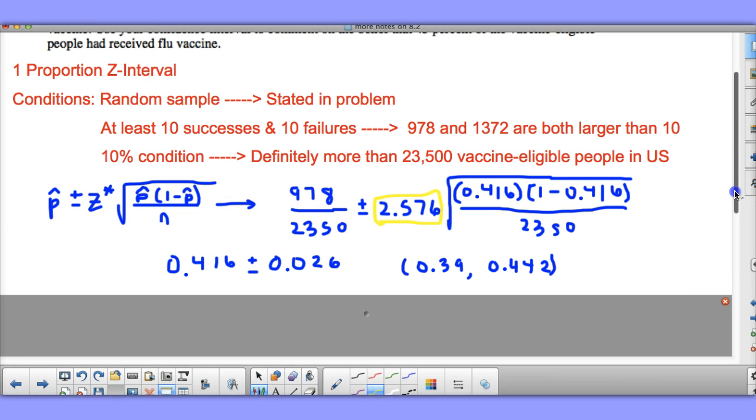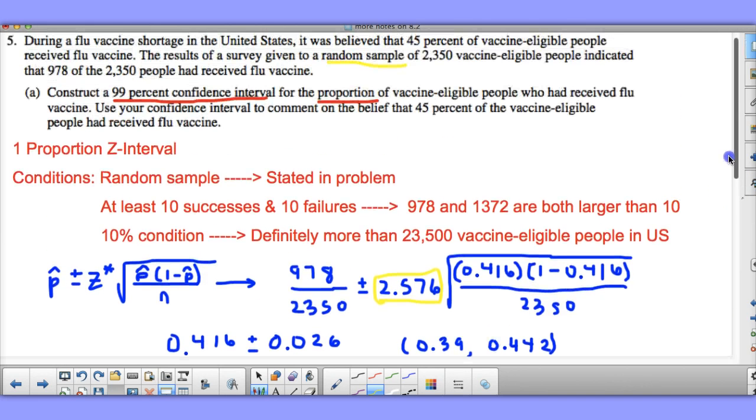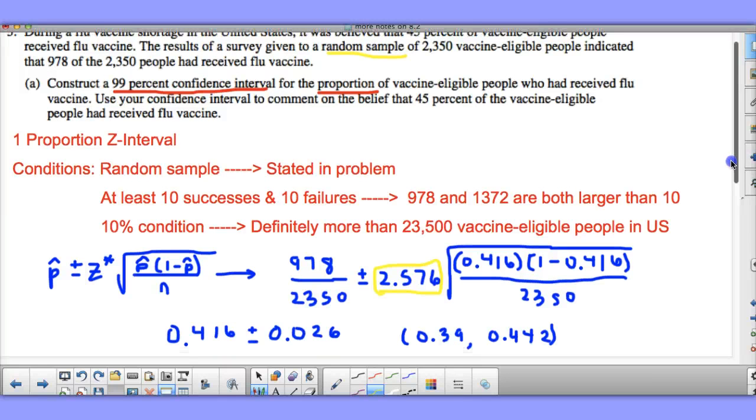Right. And the one thing that a lot of times people will forget to do is actually do the interpretation of the confidence interval, and then also forgetting to comment on this belief right here that 45% of the flu vaccine eligible people had received the flu vaccine.